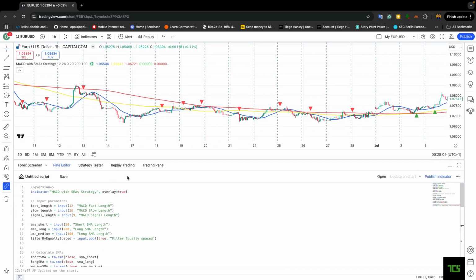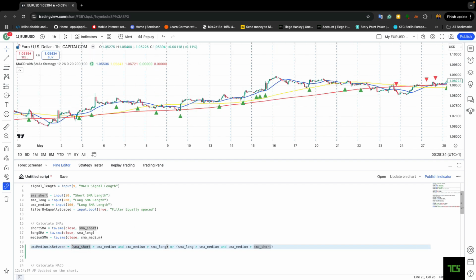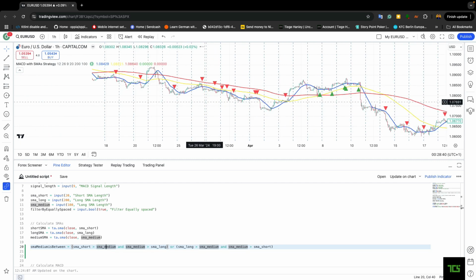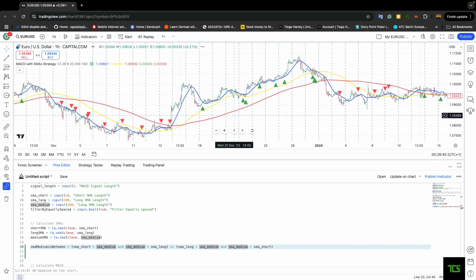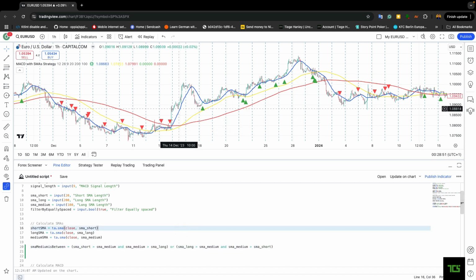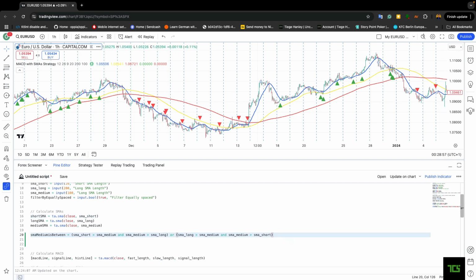So let's do that. SMA is between is when the SMA short is greater than the SMA medium, and the medium is greater than the long, which is the perfect condition for a bull trend, something like this. Blue bigger than yellow, yellow bigger than red, or in a down market, we want red bigger than yellow, yellow bigger than blue. This is it, right?